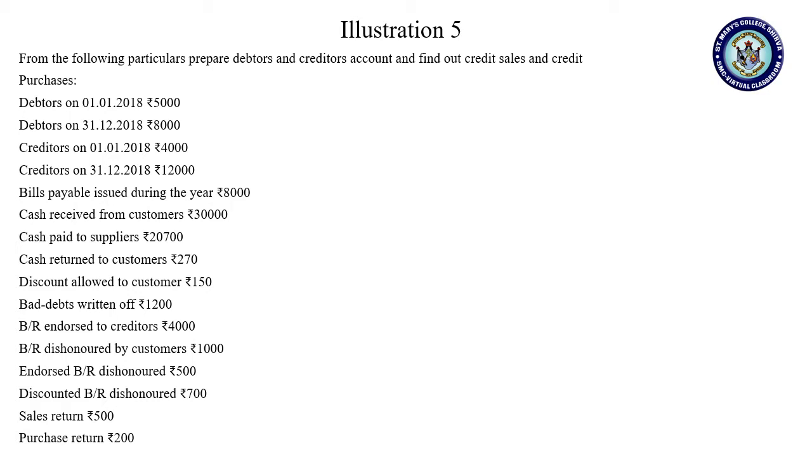So debtors account, if the balancing figure is on the debit side, then it is credit sale. If the balancing figure is on the credit side, then it is cash. Creditor is a liability, so it is reversed. If there is a shortage on the credit side, then it is credit purchase. Debit side means cash. It is just opposite to debtors account, because debtor is an asset, creditor is a liability. So in debtors account, debit side difference is treated as credit sale, credit side difference is treated as cash.